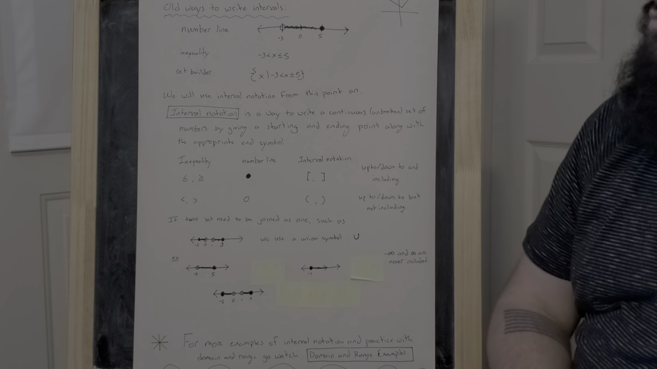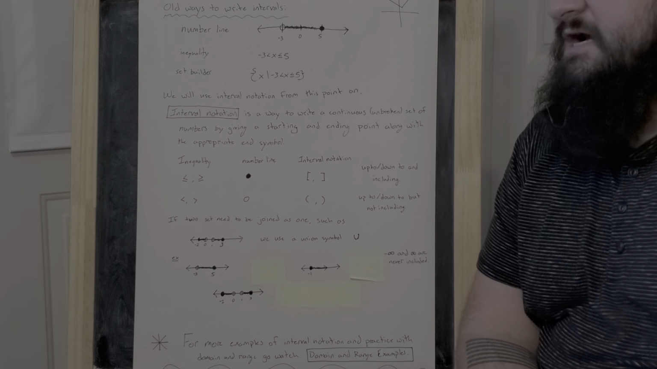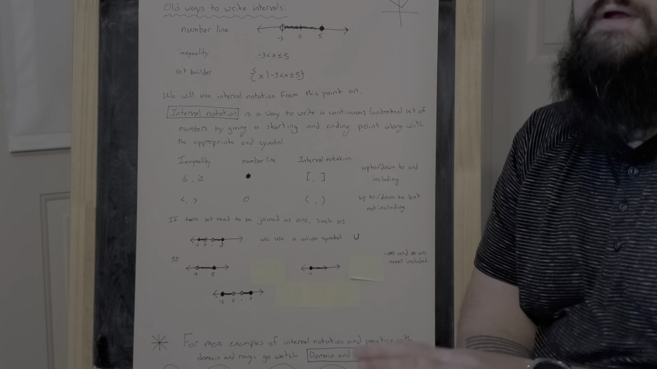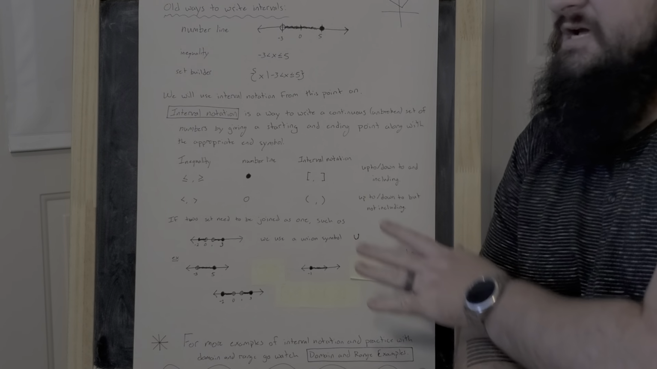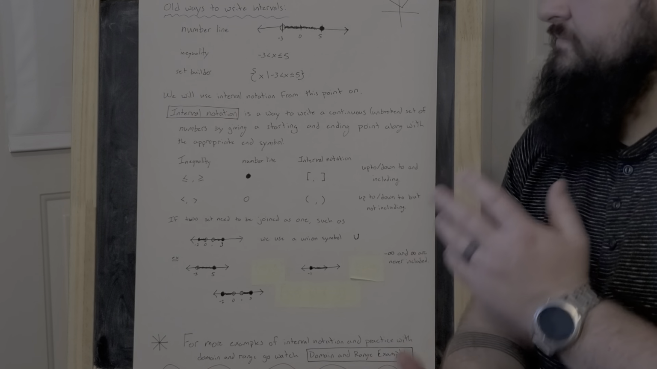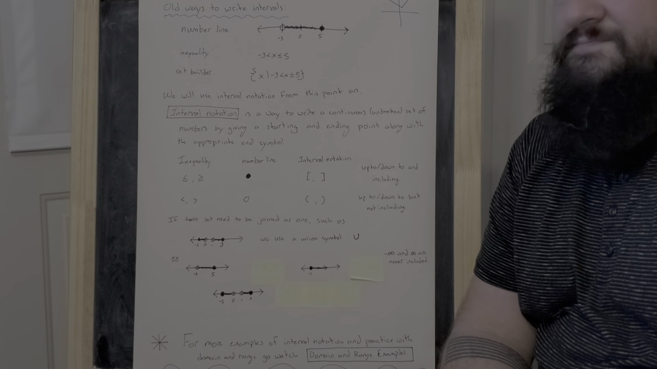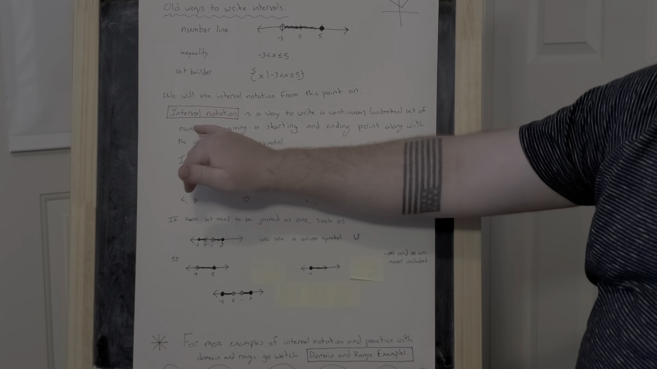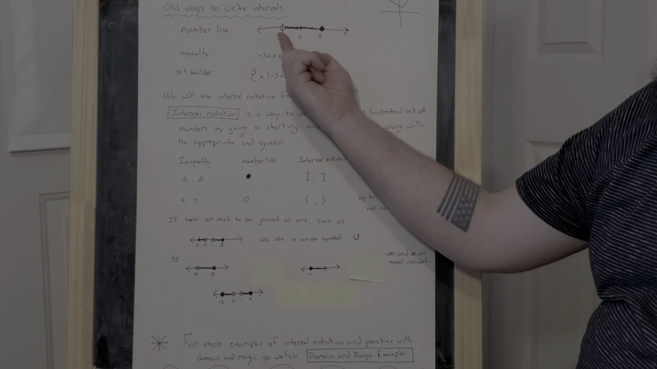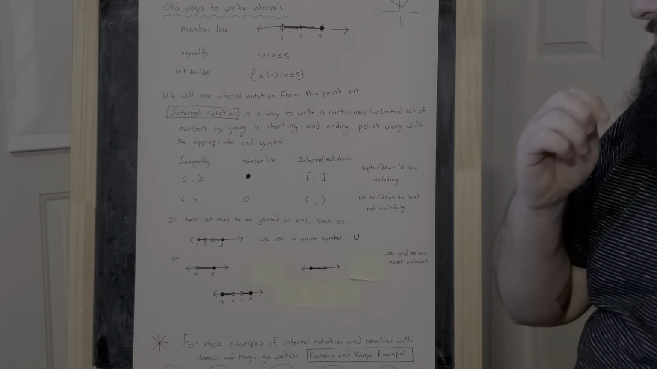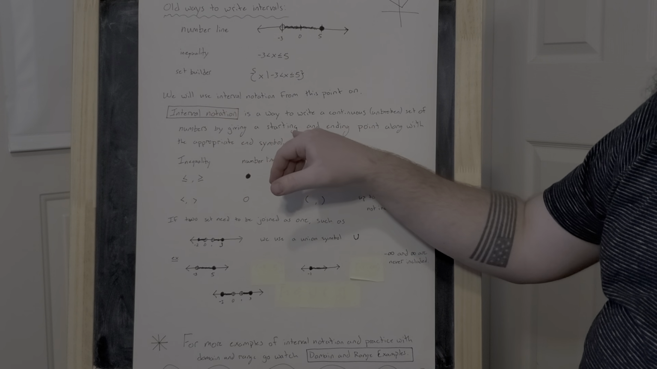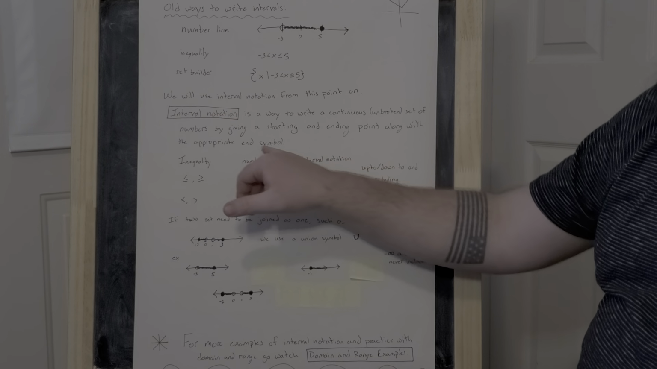Okay? Interval notation is what we will use for the entirety of the rest of this class and pretty much for any math class you take from here on out. So make sure you learn how to do this, right? It's pretty simple once you figure it out and not too bad, okay? So interval notation is a way to write a continuous or unbroken set of numbers, such as this right here, right? There's no gaps in it, by giving a starting and end point along with the appropriate end symbol.